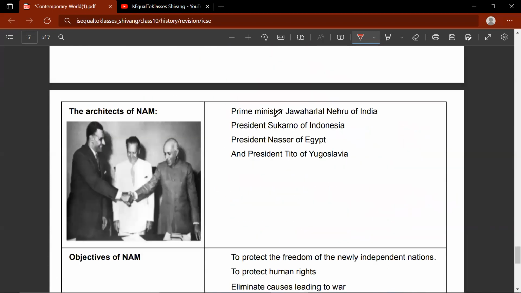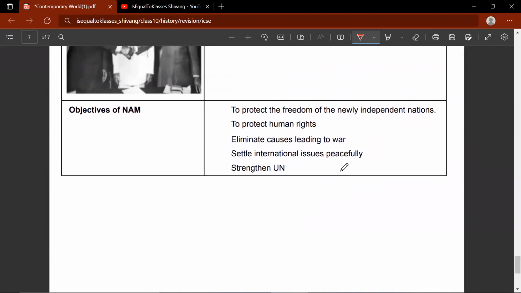The architects of NAM were Prime Minister Jawaharlal Nehru, President Nasser of Egypt, President Sukarno of Indonesia, whose photo is not given here, and President Tito of Yugoslavia. Okay, let's move on. Objectives of NAM: to protect the freedom of newly independent nations, to protect human rights, eliminate causes leading to war, settle international issues peacefully, and strengthen the United Nations.